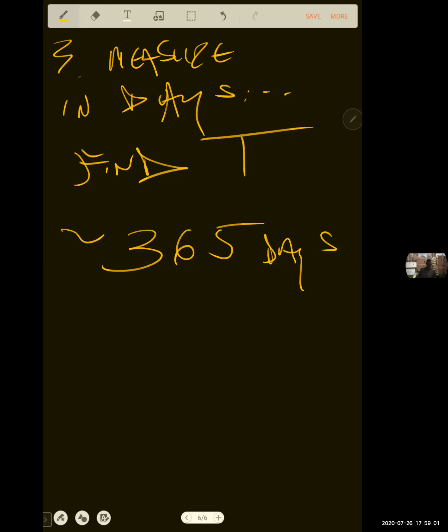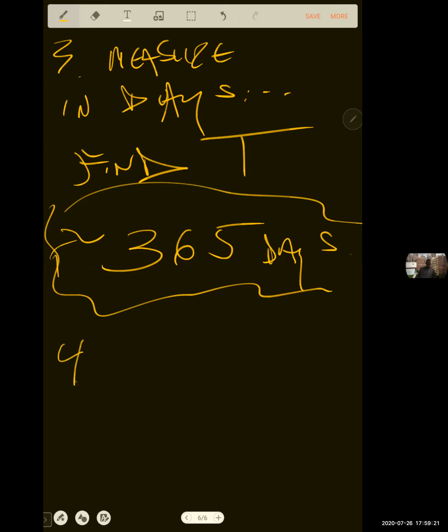The other way I could do this is through omega. Oh no, that is the way I'm going to do it now. I'm eyeballing the graph, saying, just looking at this data, the period is about 365 or 360 days. That's 3. Now I'm going to convert this in question 4.